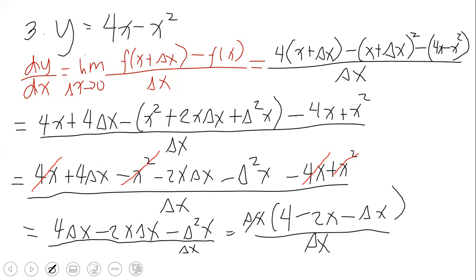So, therefore, this will be 4 minus 2x minus delta x. Pero remember, ang delta x is equivalent to 0. So, therefore, the final answer is 4 minus 2x. So, rewrite natin 4 minus 2x. That will be the final answer. Remember, ang delta x is 0. So, yun yung value. So, 4 minus 2x yung final answer.